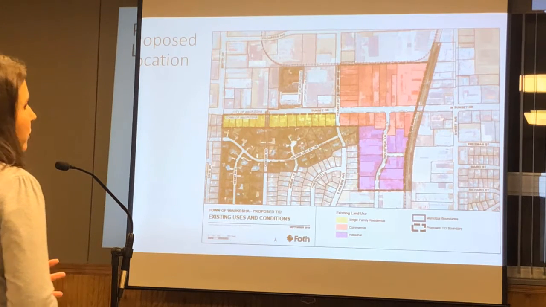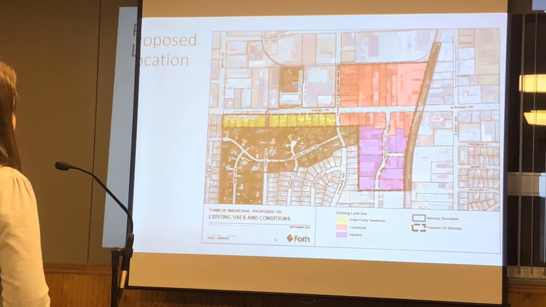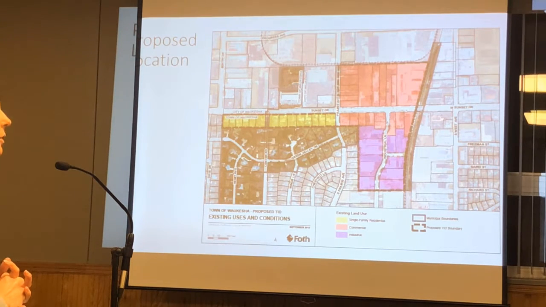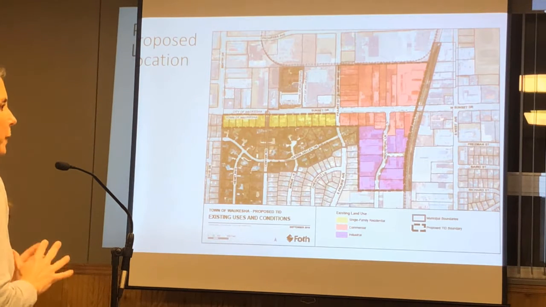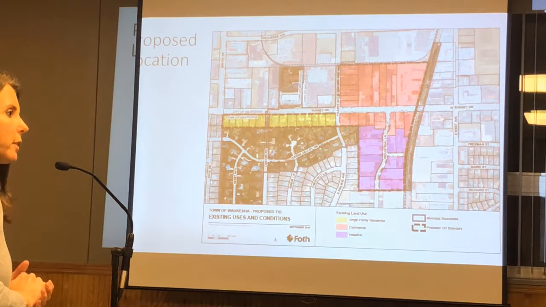So this shows the current property uses within this area. The properties shown in yellow are residential, the ones that are shown in that reddish pink color are zoned for commercial use, and then purple is for industrial.